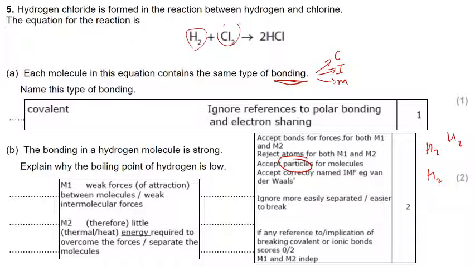And accept correctly named intermolecular forces. You won't know those, but ignore these things. Any reference to breaking covalent bonds or ionic bonds, it scores 0. So I just wouldn't mention covalent or ionic, even though there are covalent bonds between the two hydrogen atoms. Just don't mention them. You don't need to.